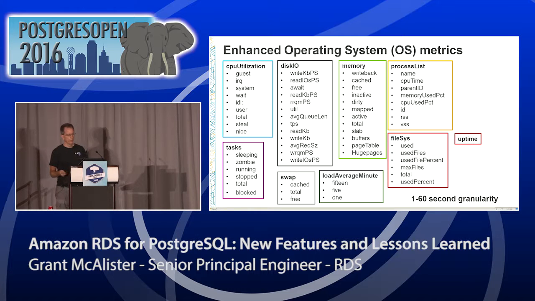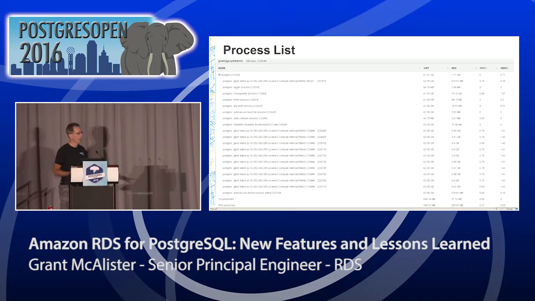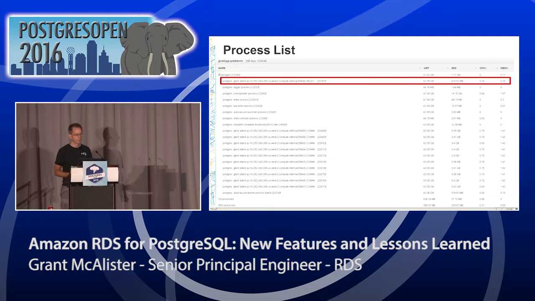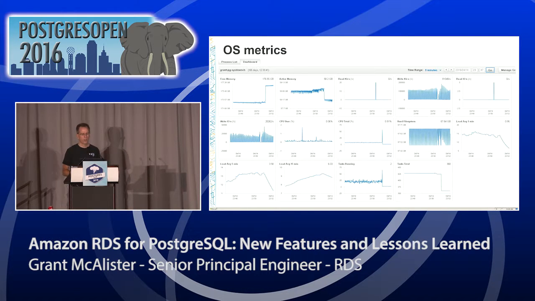I won't go through all of them. My favorite one is the process list. This is essentially a virtual top that you can look at, and you can see what's running. In this case, you can see, oh, I'm running a select query, and it's using 3% of the CPU. If you had vacuum running, you'll be able to see those things using CPU on your instance. And the cool thing is this can be viewed historically, so you can look at it over time as well. And here's what the graph looks like, as just the overall OS metrics.